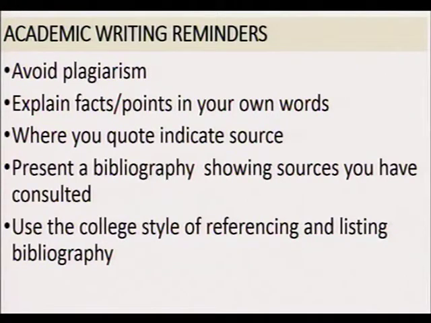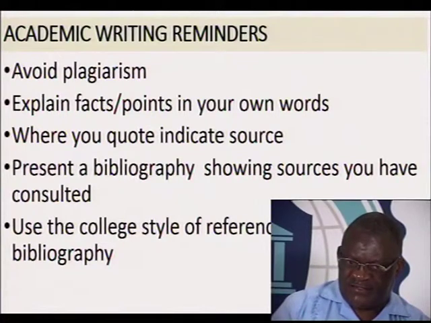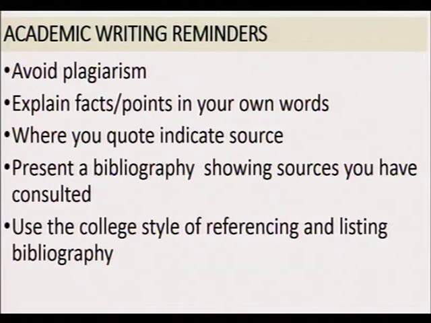Then now look at academic writing reminders. These are the issues we do and practice in every assignment or academic writing in other areas. We should avoid plagiarism. We are aware of plagiarism. We should explain facts and points in our own words. We should avoid copying from the module, from the guide, or from the textbook. Where we quote, we need to indicate the source. At the end of the assignment, we need to present a bibliography showing sources we have consulted. We need to abide by the college requirements on referencing style and listing the bibliography.